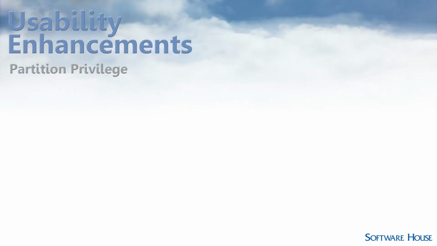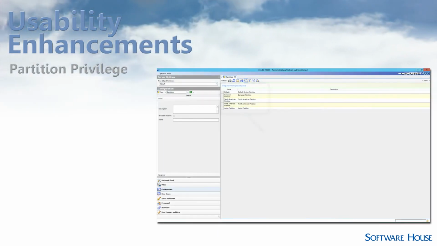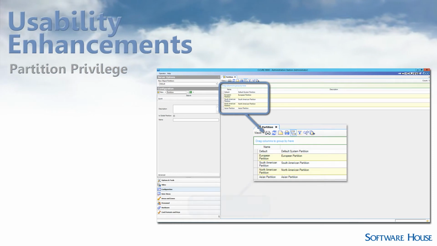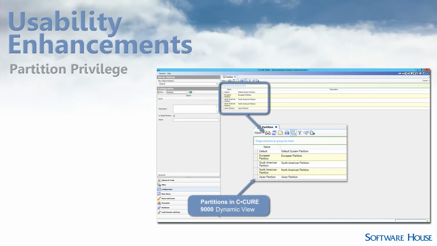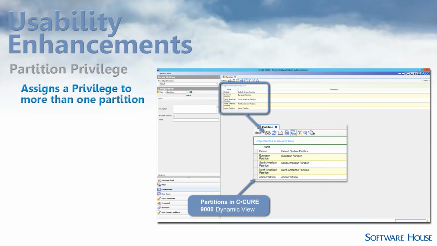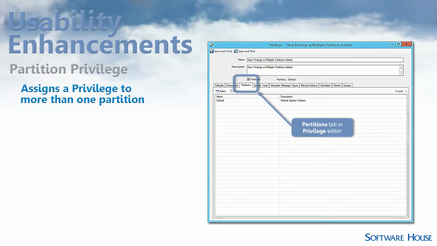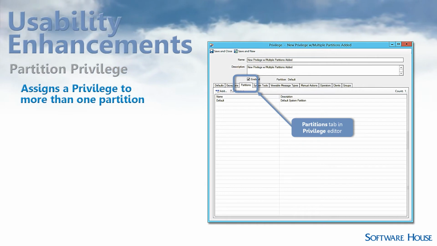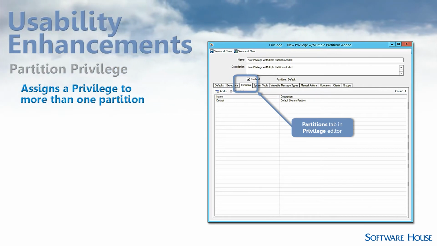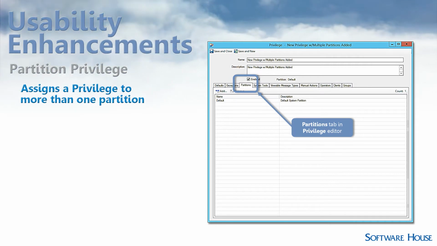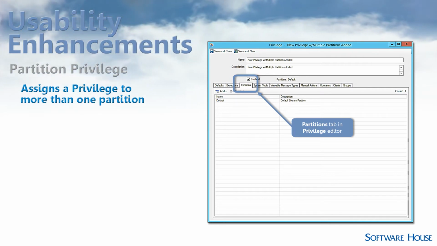The new Partition Privilege feature in version 2.70 allows access control sites consisting of multiple partitions the ability to create a single privilege or set of privileges and assign them to more than one partition. For example, an administrator can create one operator privilege or set of privileges in a template, which then can be applied across multiple partitions easily and quickly utilizing the new partitions feature in the privilege editor.